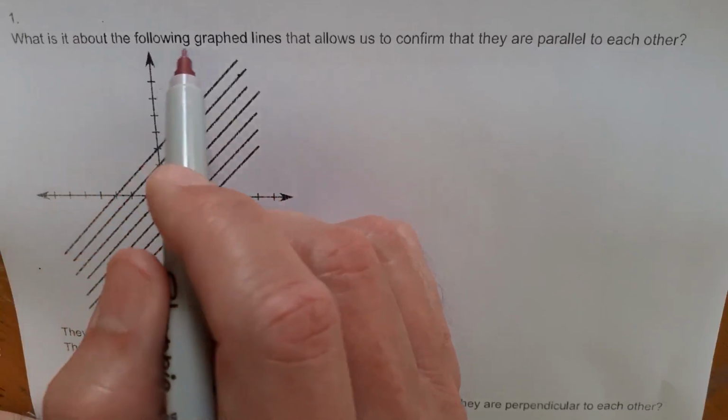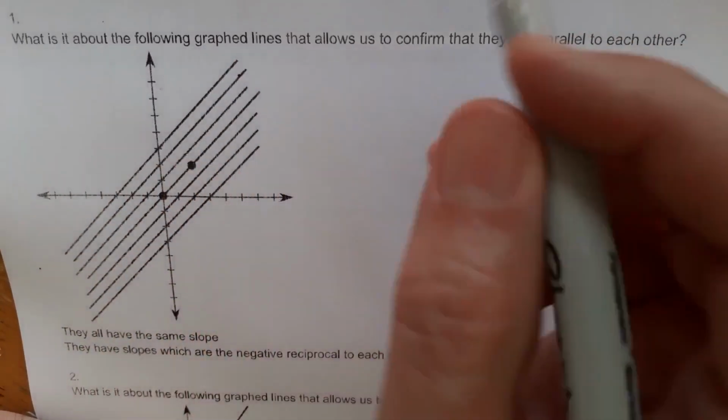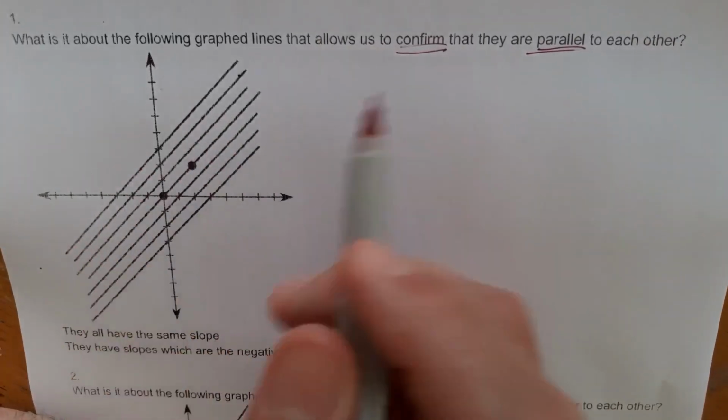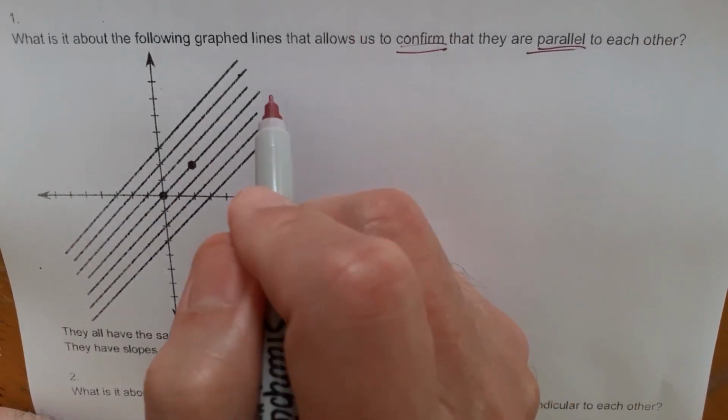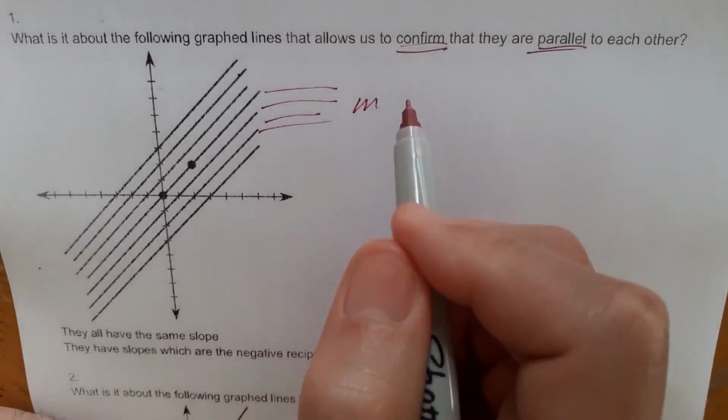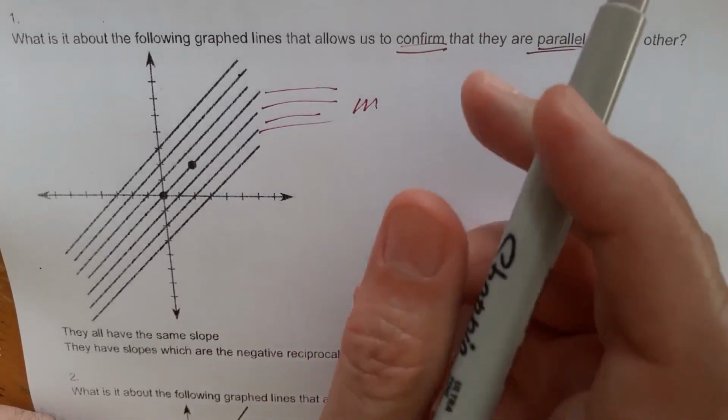This says, what is it about the following graphed lines that allows us to confirm that they are parallel? So they look parallel, right? So the thing that we're going to want to know about all these lines is, what is the slope? If the slope is the same, then that will confirm to us that they are parallel.